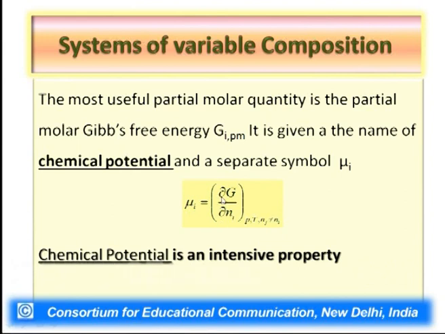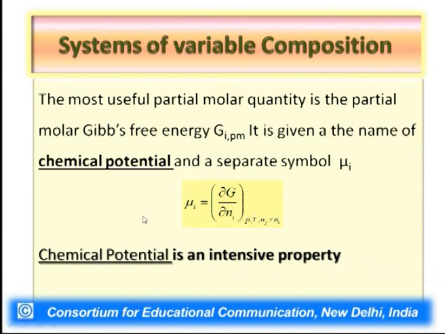As you are already aware, during our discussion on criteria of spontaneity and equilibrium, we introduced a term called chemical potential for the molar Gibbs free energy of a system. So, here in a mixture, it is not the molar Gibbs free energy which will be the prevailing term, but the partial molar Gibbs free energy, and that will be the chemical potential of that particular component when present in a mixture containing various components.